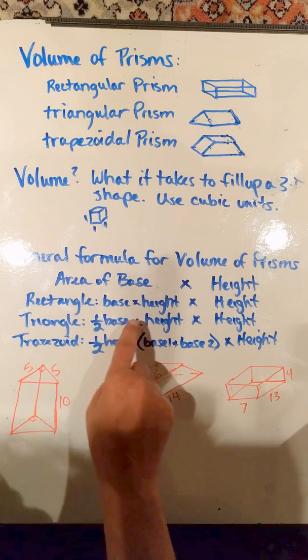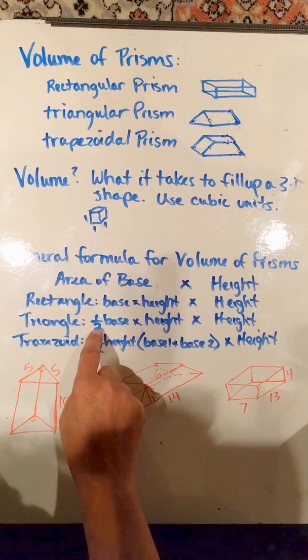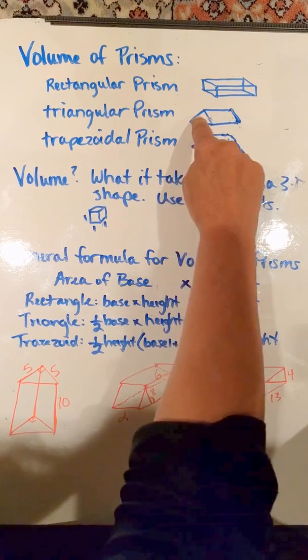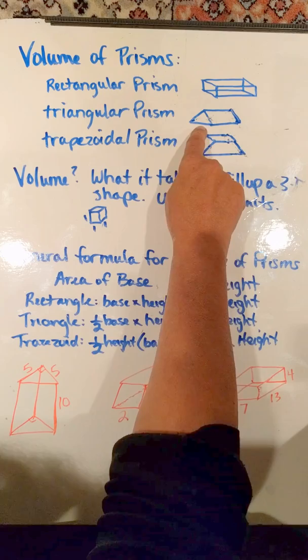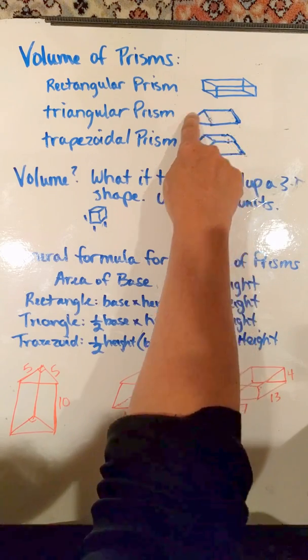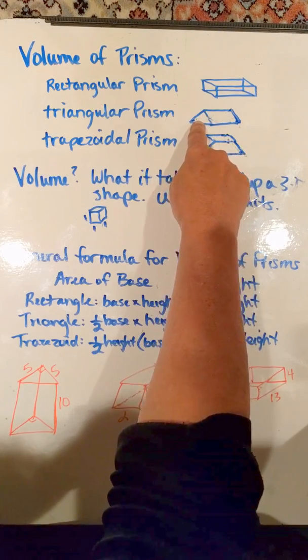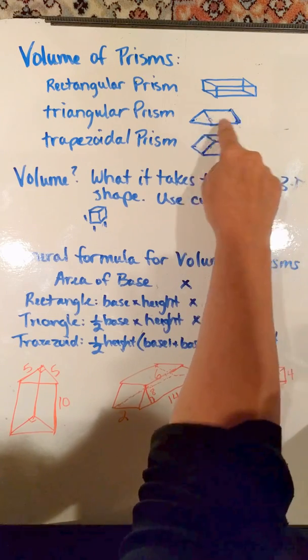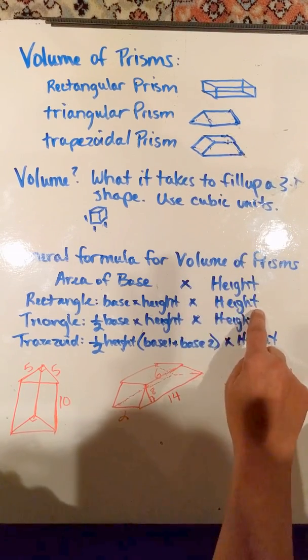In a triangular prism, we'll take the area of the triangle. So this is going to be 1/2 base times height of this triangle. That's the base. And we'll multiply it by the height of this triangular prism.